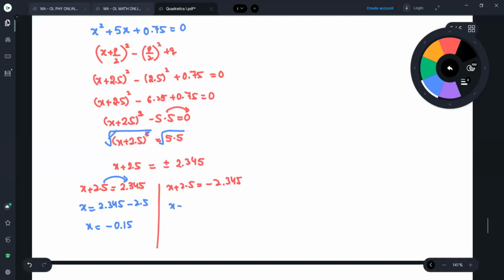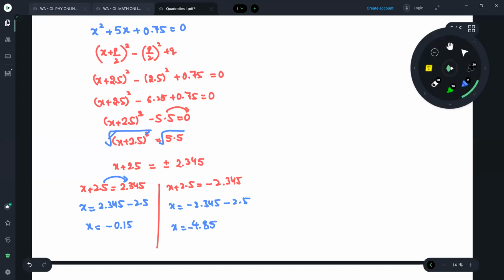What about this? Minus 2.345 minus 2.5. So minus 4.845. Minus 4.85. What do you say? Now, I'm rounding it off. But why? Because this is the answer. Okay, sir. Do you understand this, all of you?